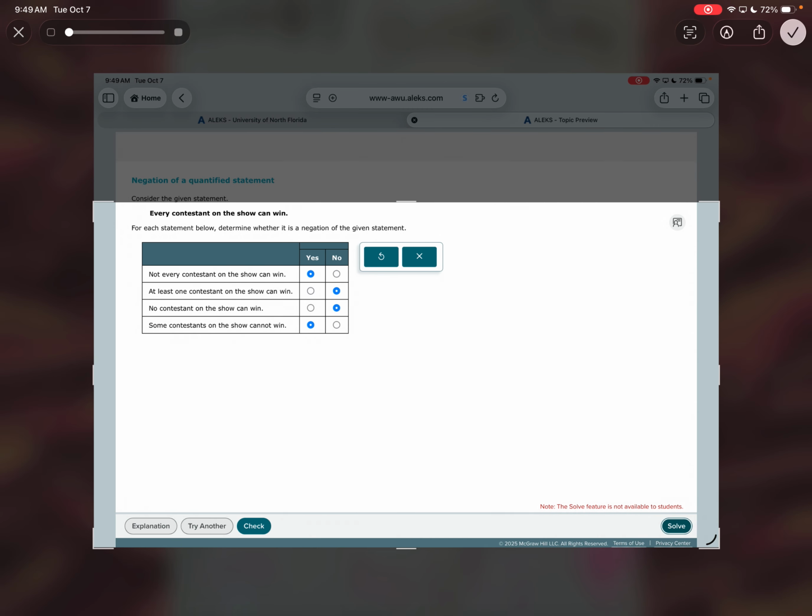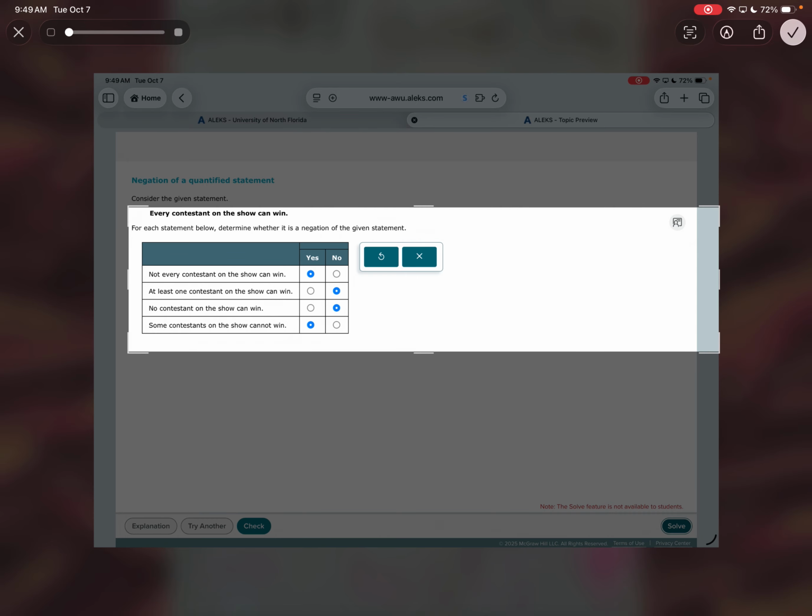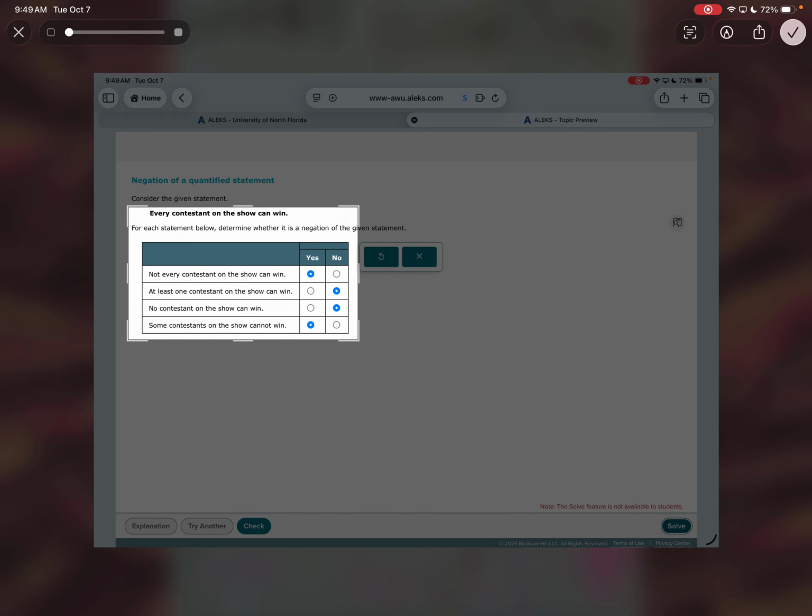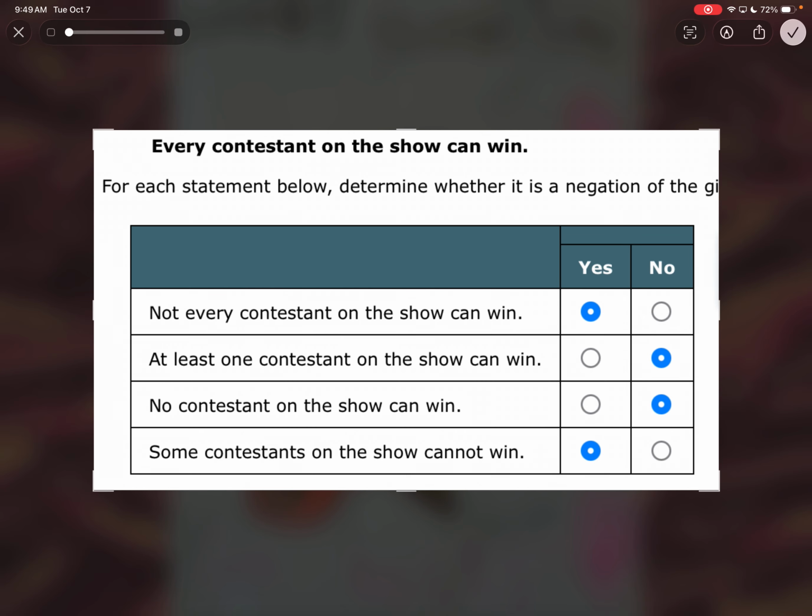I'm definitely solving this one as I talk about it because I'm likely to get one that hurts my brain. Okay, every contestant on the show can win. So this is where you can go to your chart and see that every, and what words are the negation of every, and it makes it a lot easier, okay? So in my head, I think about, okay, every is like all, right? So not every contestant on the show can win. That would be the negation, right? Every and not every. That one should be easy. Those are like the same words.